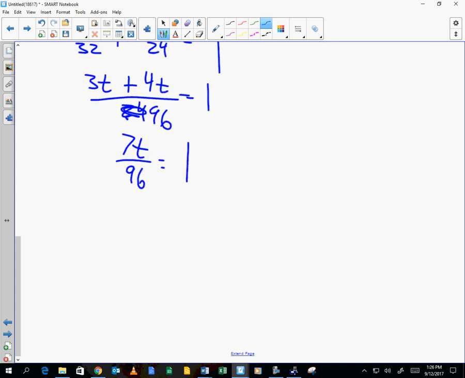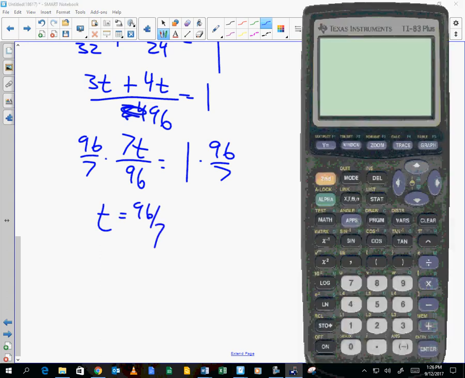All right, so I'll multiply top and bottom by 96 over 7. I get t is 96 sevenths. Which, if we use our calculator, 96 divided by 7 is 13.71.